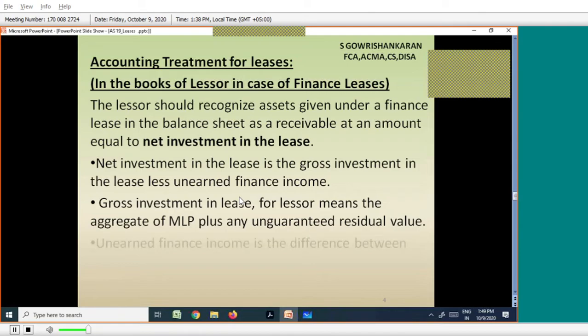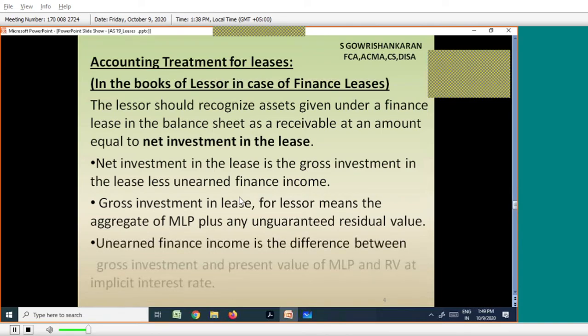So what is the next thing? Unearned finance income is the difference between gross investment and the present value of MLP and RV at the implicit interest rate. So this is the formula you should remember. Again, I will explain while working on the problem how to arrive at all those things, but this is the standard formula.